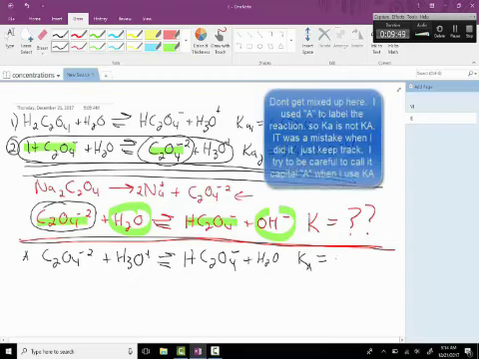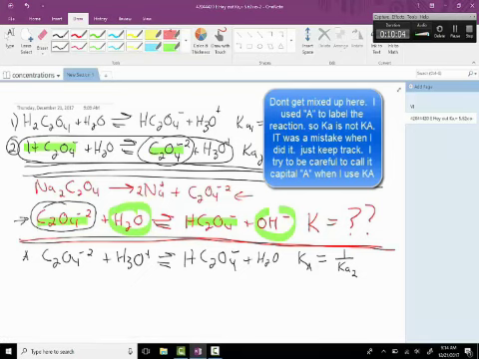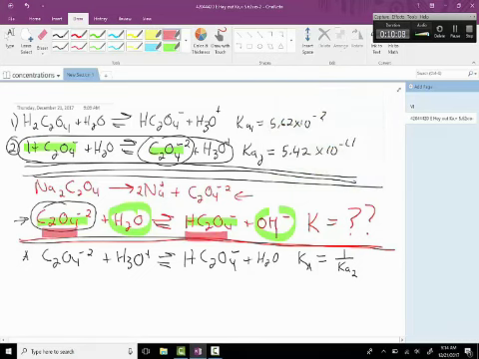K, capital A, is equal to 1 over Ka2. Now this is the first base reaction because it's completely basic. It'll react from here to here, and then it'll go onward to H2C2O4, so that would be a second base system. So we're not going to go that far. So that gets me pretty close.